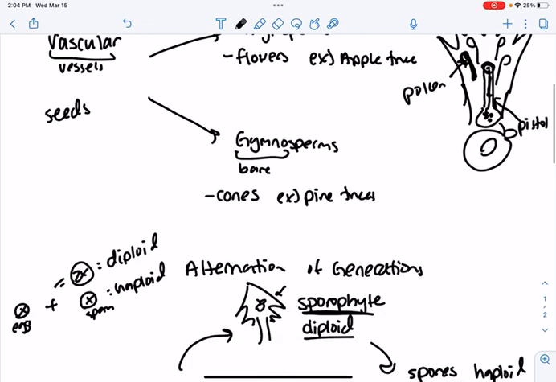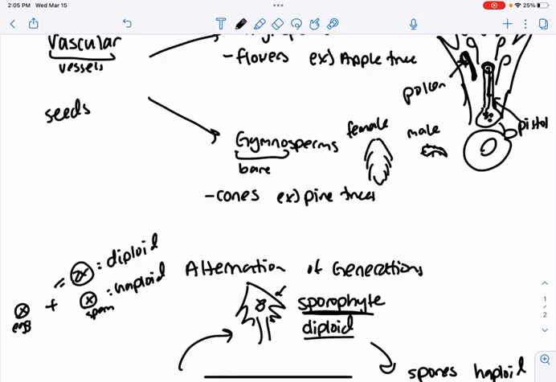Now with the gymnosperm, they use cones. Now a lot of plants have different cones for male and female. For example, if you're looking at a pine tree, the female cones look like the prickly things you find on the ground, and the male cones look like those little yellow poofy things. You grind them up between your fingers and your fingers turn all yellow. That is a male pine cone, and the big spiky ones are the females.